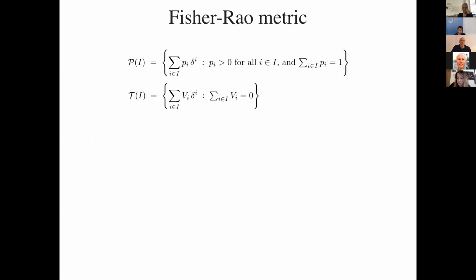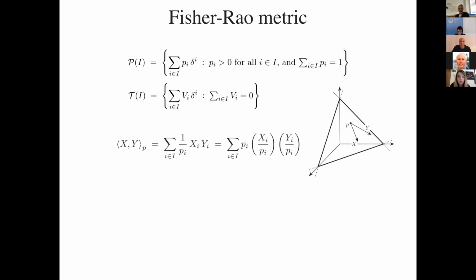So let me come back to the Fisher-Rao metric. Why is the Fisher-Rao metric natural? I'm going to give you a few arguments why we should go for it. This is the simplex here. It's the definition of the simplex on finitely many states. And this is the tangent space. The tangent space is the set of all vectors for which the sum of the components vanishes.